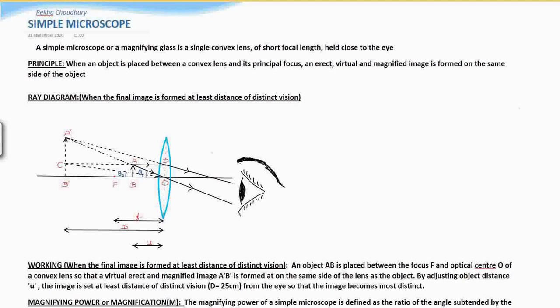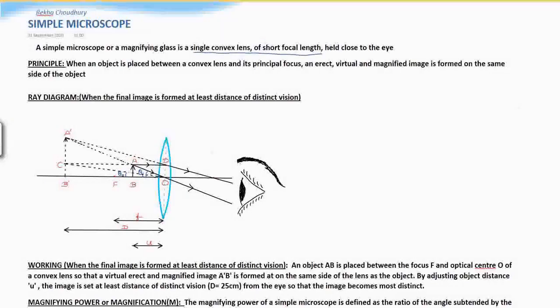Here we will know about the simple microscope, its principle, working of a simple microscope, and how to find the magnification of a simple microscope. A simple microscope, also called a magnifying glass, is a single convex lens of short focal length.